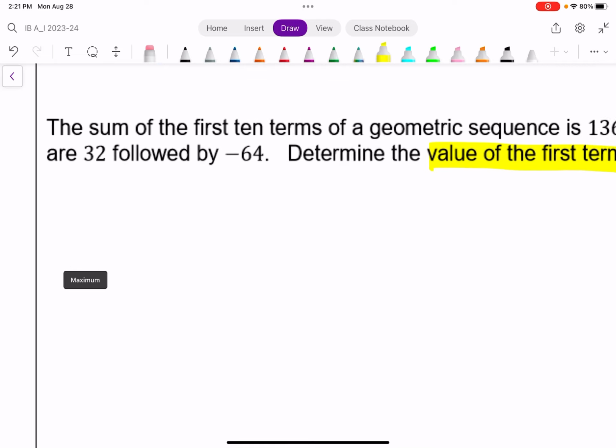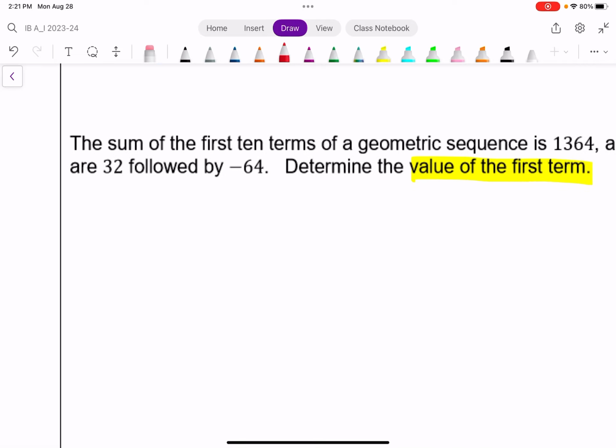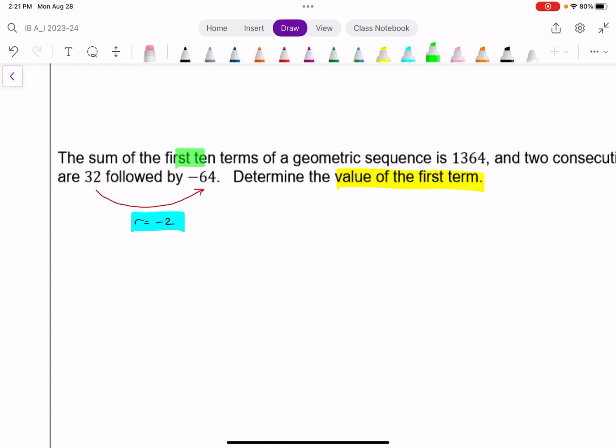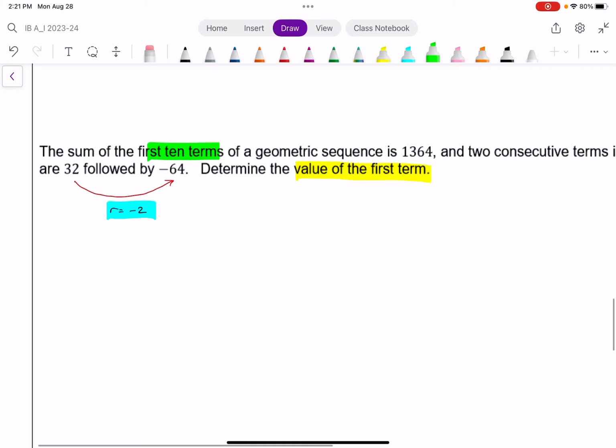All right, well, one thing I can see right away is that if we're going from 32 followed by negative 64, I can tell that the common ratio must be negative 2, multiplying by negative 2. 32 times negative 2 is negative 64. So I know the common ratio right away. I also know there's 10 terms. That's always good to know. And I know that in a geometric sequence, it all adds up to 1,364 if I add these 10 terms.